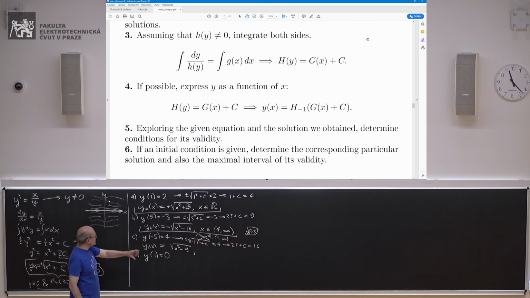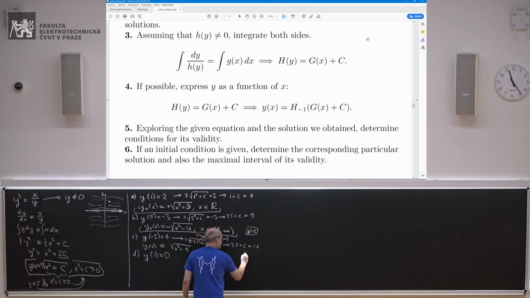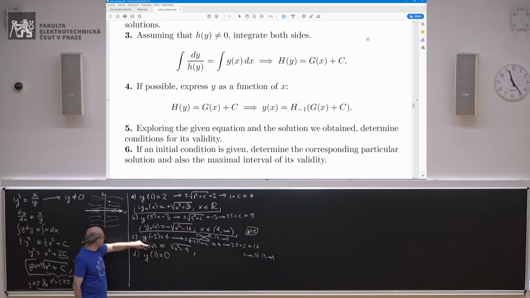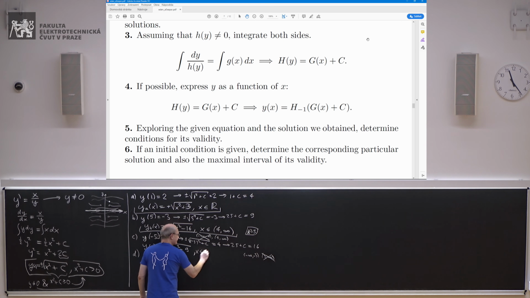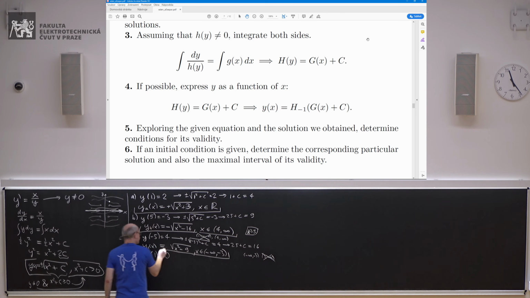And again, there are two intervals to choose from. One interval is negative infinity, negative 3, and the other one is 3, infinity. Which one is the right one? Well, I want my initial time to be negative 5, which happens to lie in the left interval. This one is gone, and this one is the right one. Negative infinity, negative 3.